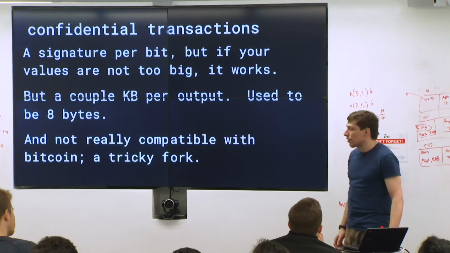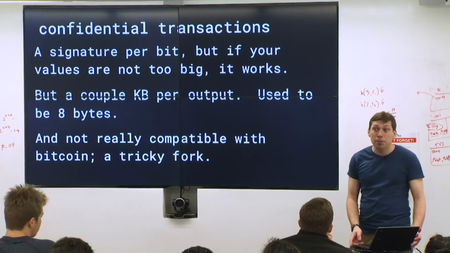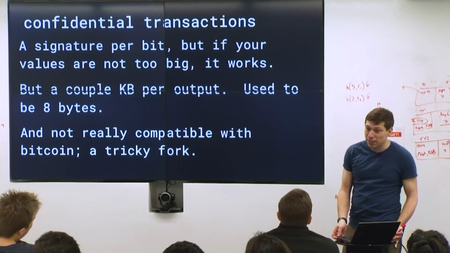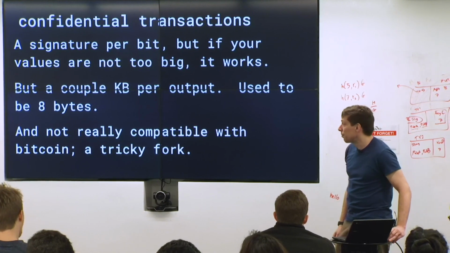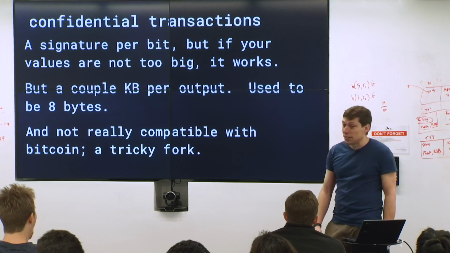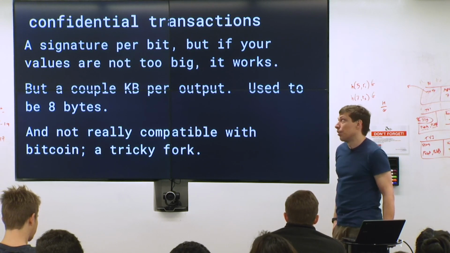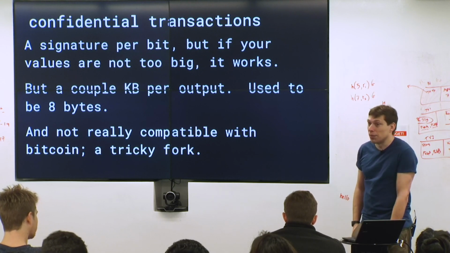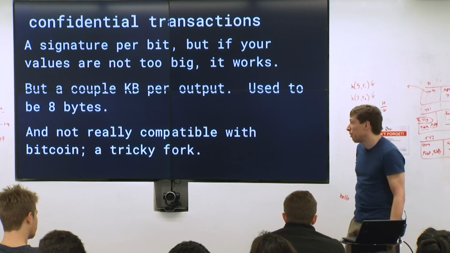So scalability-wise, it's an issue, right? You're now going from what used to be 8 bytes to a couple kilobytes. I think they've got it down to like 2 kilobytes. But still, that's 2 kilobytes. And it takes a bit more CPU time to verify, right? Because now, instead of verifying one signature to see that the coins are moving to the right place, you're verifying 30-something, 30 plus signatures for every input and output.